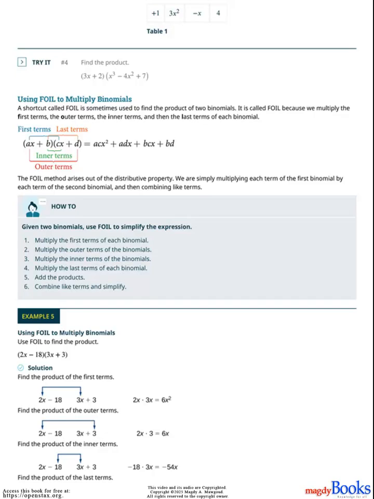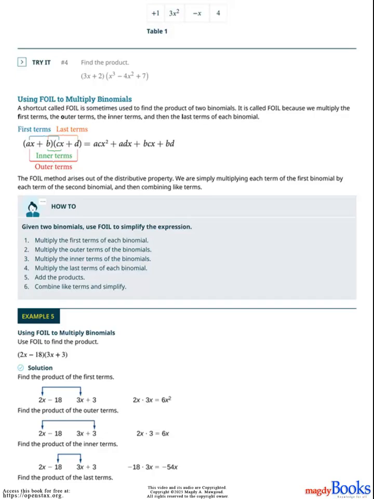B. Using FOIL to multiply binomials. A shortcut called FOIL is sometimes used to find the product of two binomials. It is called FOIL because we multiply the first terms, the outer terms, the inner terms, and then the last terms of each binomial. (ax + b)(cx + d) = acx² + adx + bcx + bd.